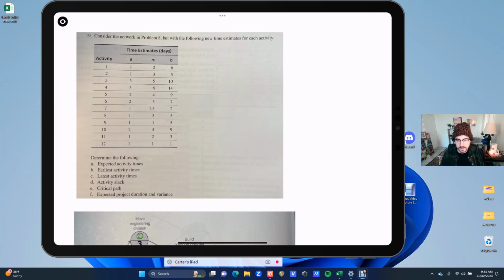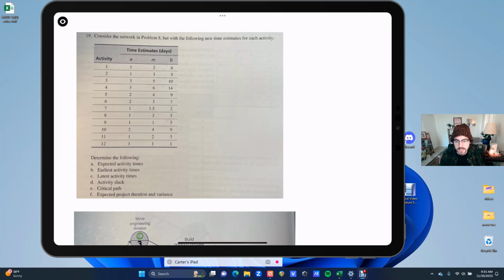We're doing it. So this is question 19, I think, from chapter 8. They say consider the network in problem 8, but with the following new time estimates for each activity. So they give us the A, M, and the B for each activity. The A is the optimistic time, M is the most likely time, B is the pessimistic time.